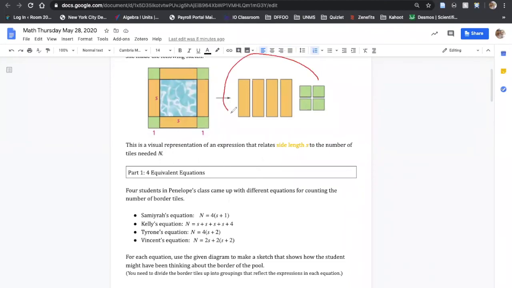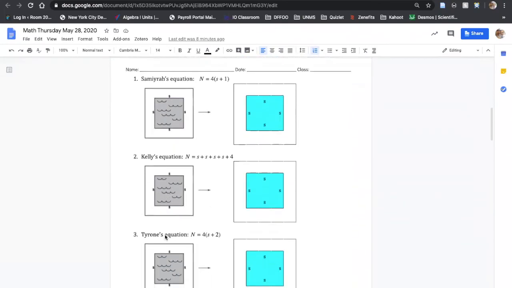Remember, this one here, s plus s plus s plus s plus 4, is actually that one there. We just wrote that up on the top page. So we're going to look at these other two and figure out how they are thinking about breaking this up to get those different types of expressions. What you're going to do on the next page is use what you see here to color code the diagram on the right hand side to show how they might have come up with the expressions.